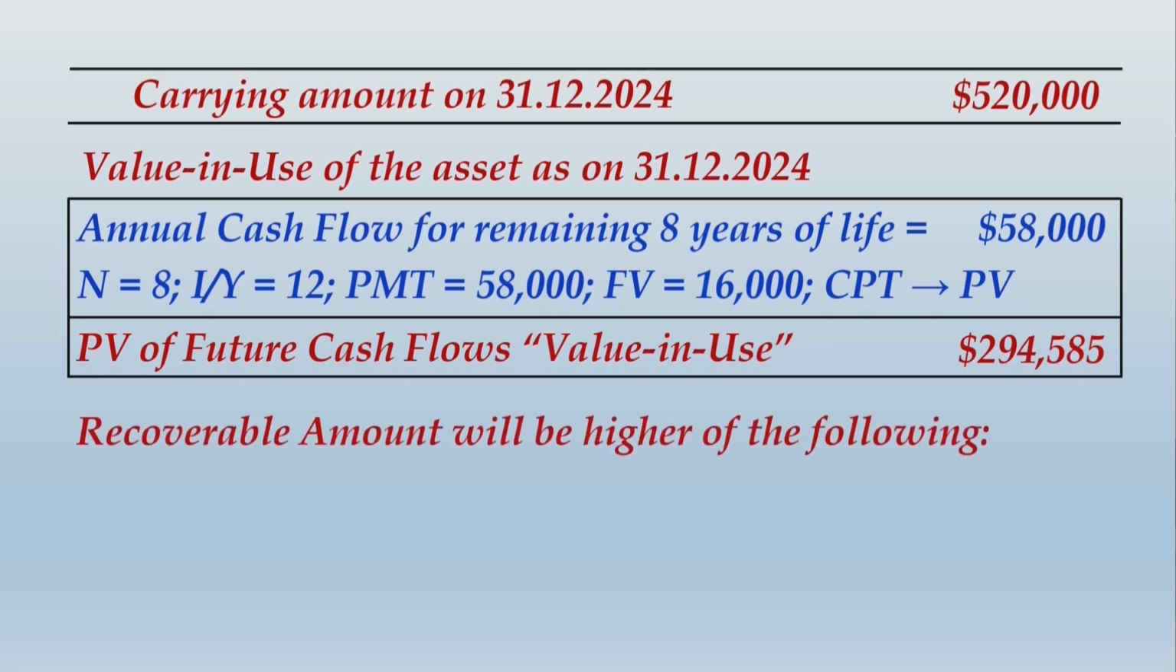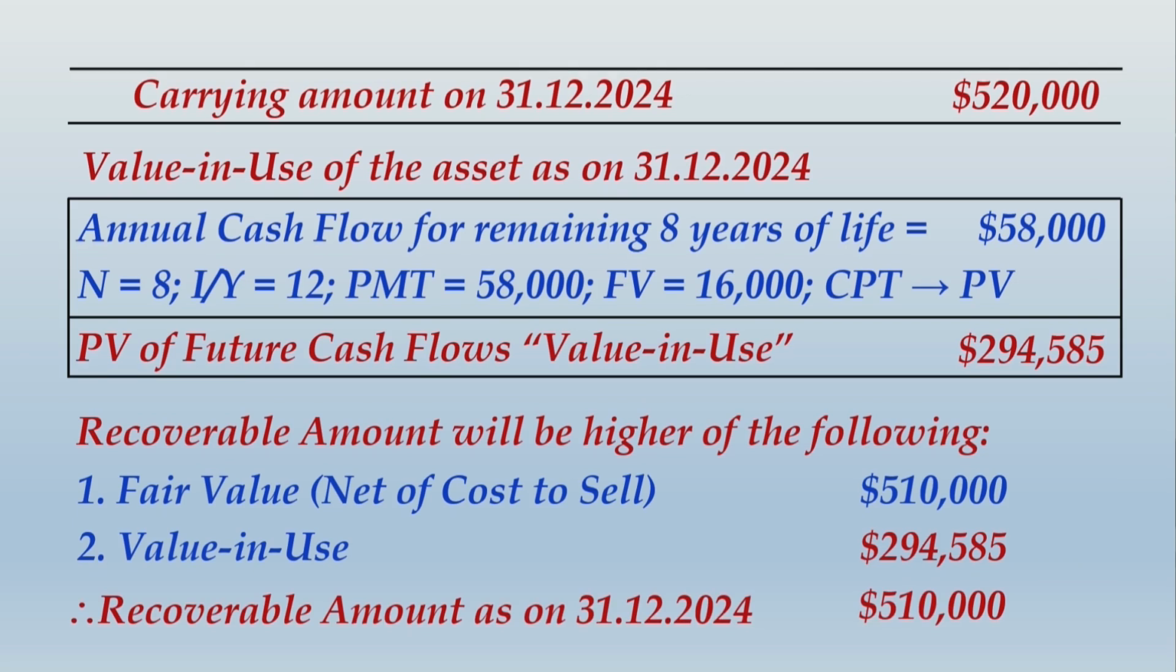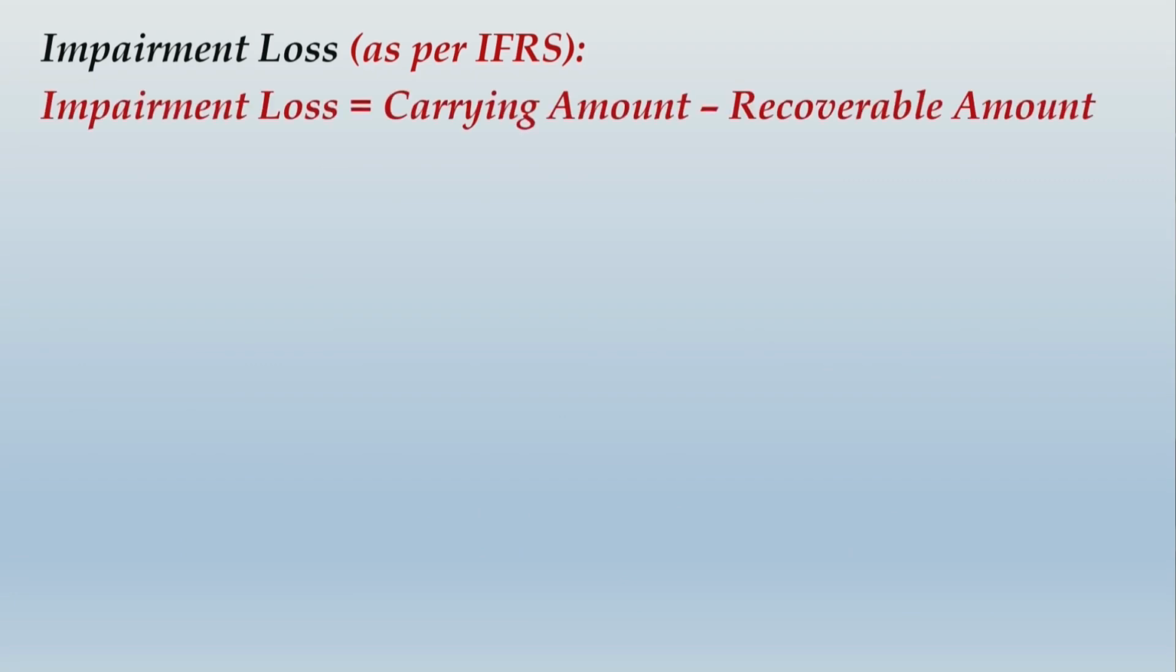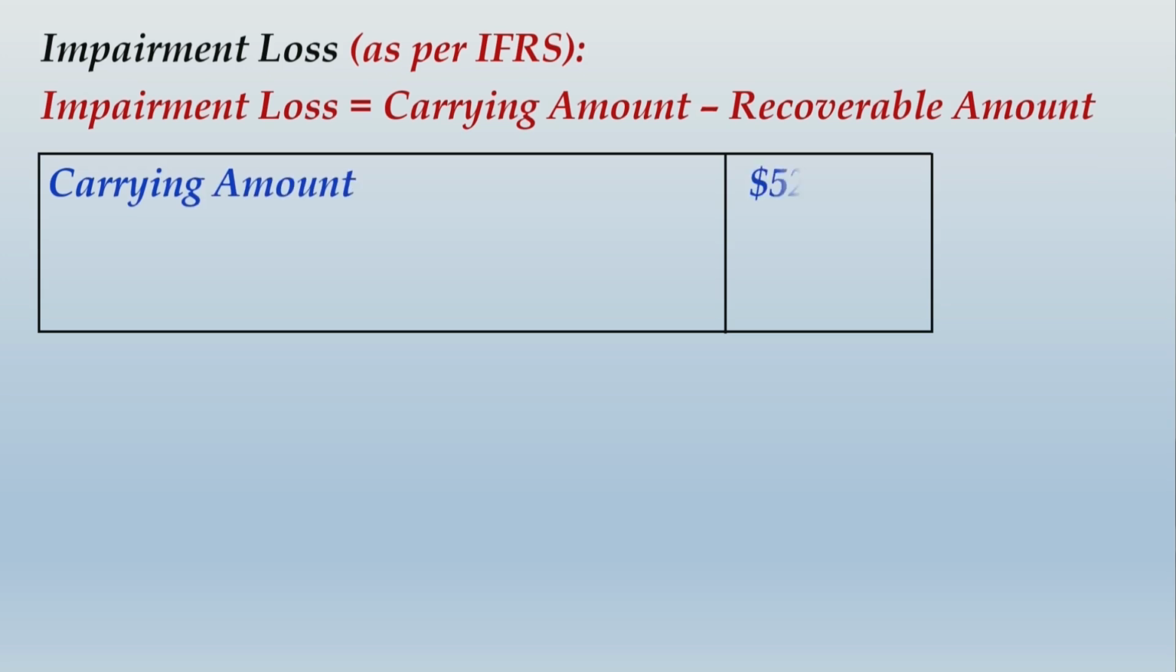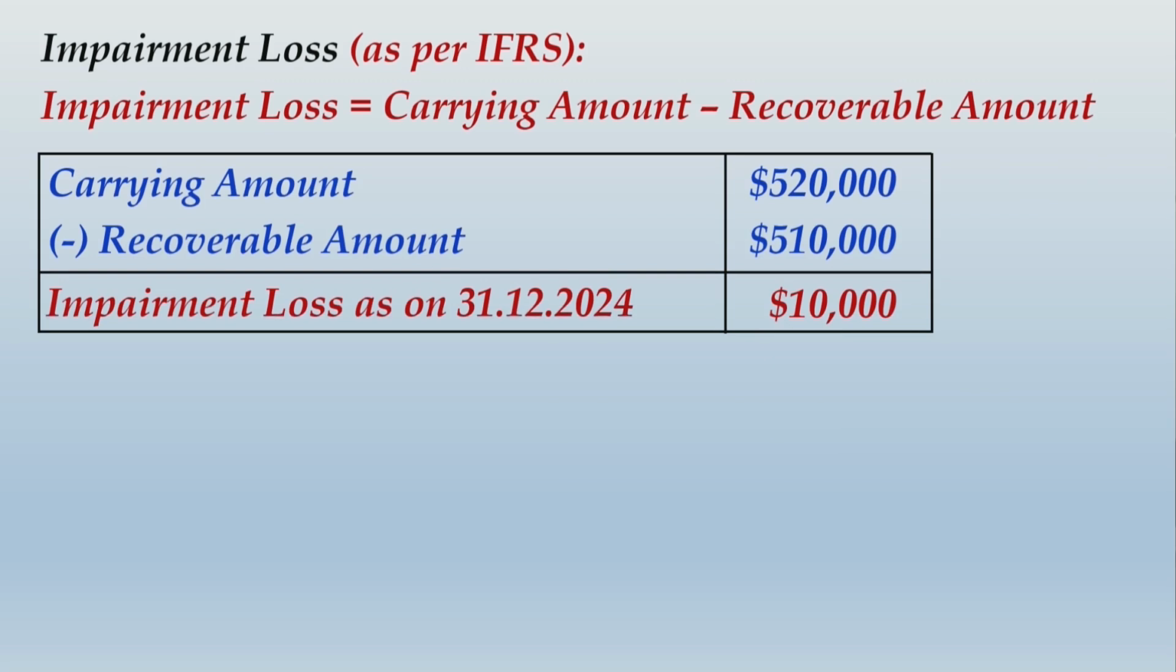$294,585. Recoverable amount will be the higher of the two, that is the fair value net of cost to sell, which is $510,000, compared with the value in use as determined above, and whichever is higher will be identified as the recoverable amount. So in our case it will be $510,000. Let us move ahead and write up further. Impairment loss as per IFRS will simply be carrying amount minus recoverable amount. Carrying amount is given to you, recoverable amount you have just determined, so impairment loss will be $10,000.